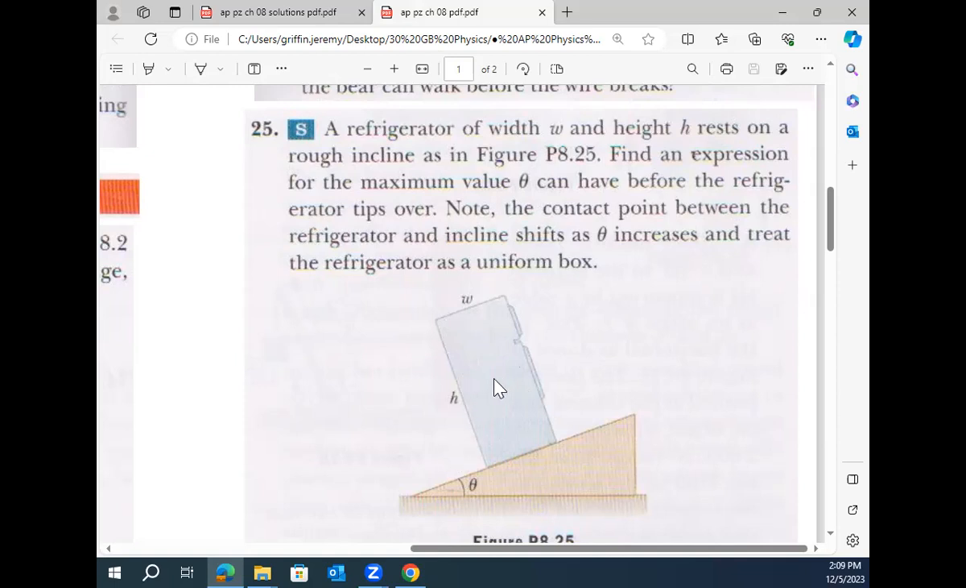Have you guys ever done this challenge where you put your back against the wall and you have your heels against the wall?